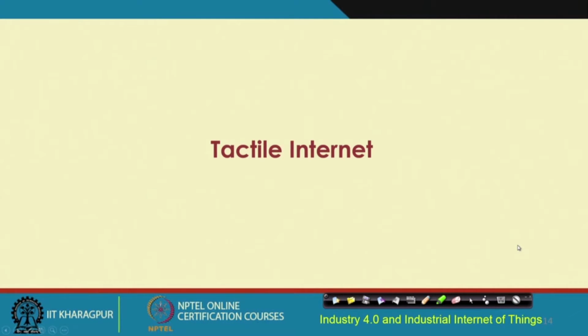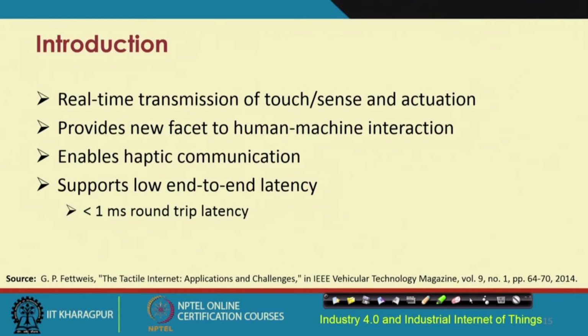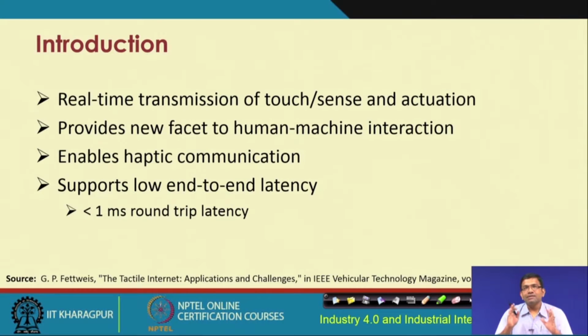This is very important now. A technology which has become very popular is the tactile internet, which basically supports data transmission in the context of touch, offering real time transmission of touch sense devices and actuating them, right. So, it provides a new facet to human machine interaction, particularly in the context of HCI, BCI, etc. This tactile internet has become very popular. Haptic communication, it provides haptic communication enablement, supports low end to end latency of less than 1 millisecond RTT.